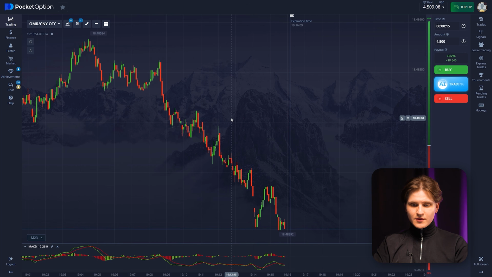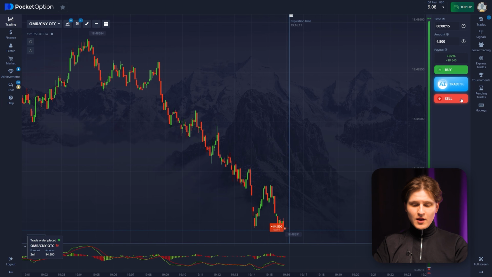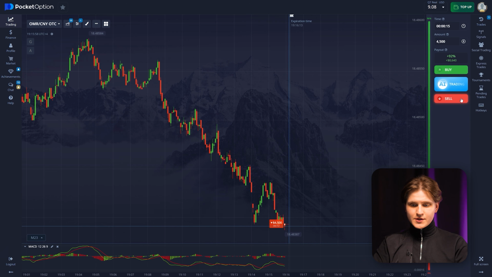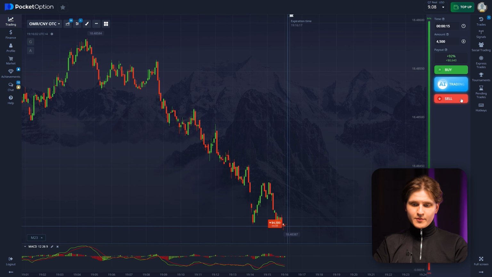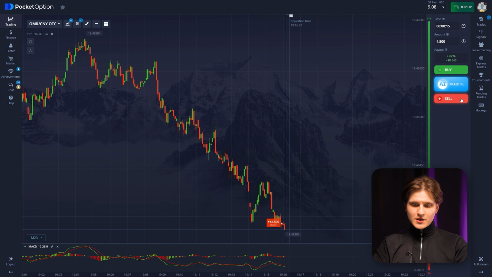Let's pick another asset. Here we see a strong movement, and according to the trend I open a position down. Because trend is our friend, as we know. So I open a position down and wait for the expiration time. The indicator just confirmed it. We're seeing a downtrend here.